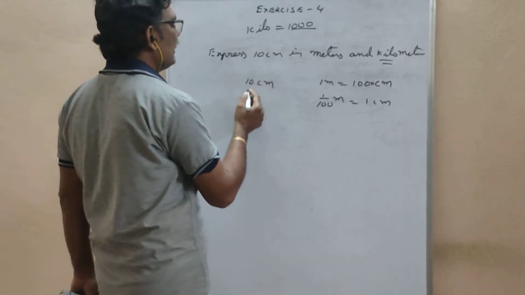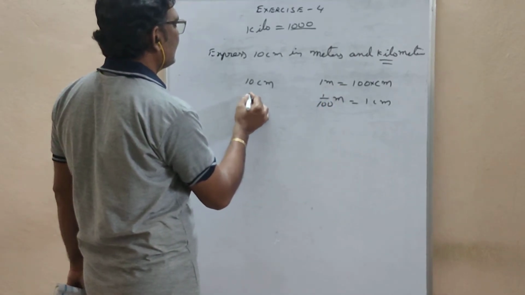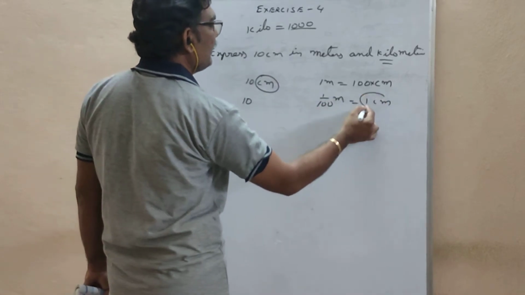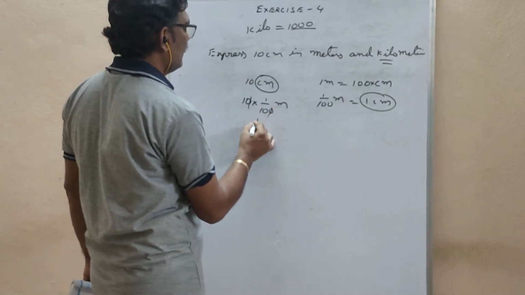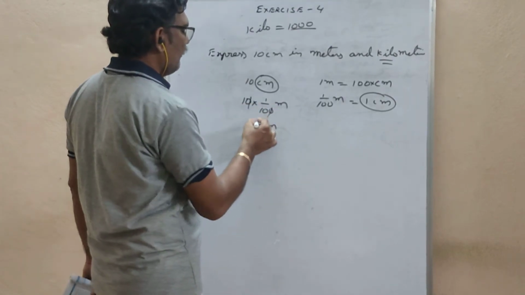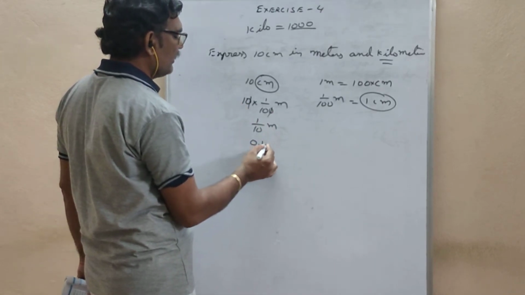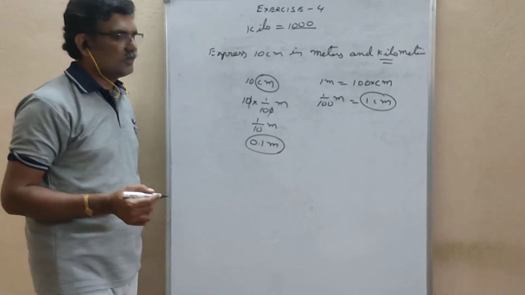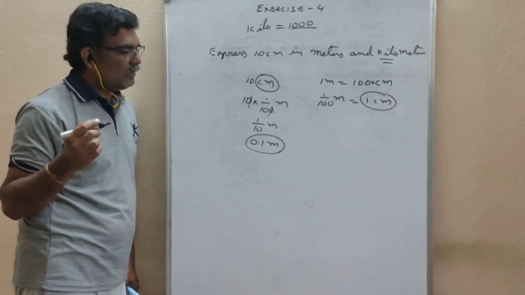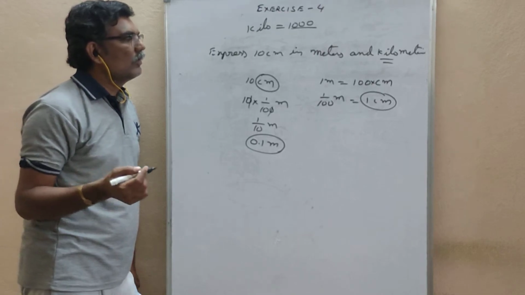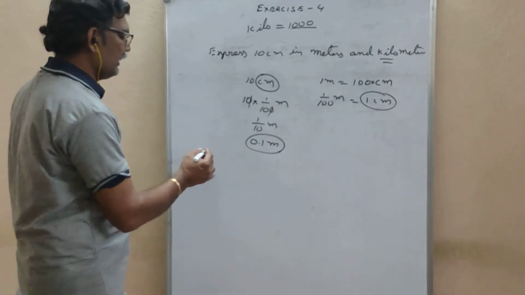See here, 10 centimeters, you have to convert into what? Meters. So 10 I wrote the same. Centimeter means what I can write? 1 by 100 meters. 0 0 cancelled. 1 by 10 meters. 1 by 10 means, I said already, 1 0 is there. Before 1 digit you have to keep a point. 0.1 meters. So 10 centimeters is nothing but 0.1 meters.